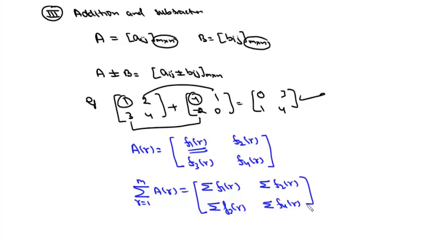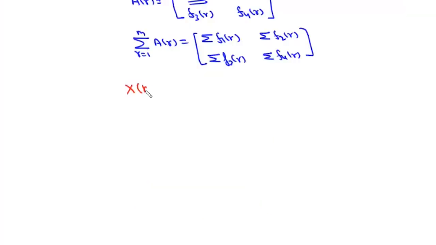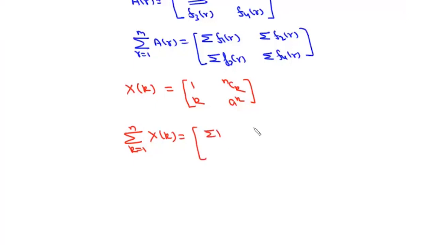Say for example, now suppose we are given this 2 cross 2 matrix XK, which is 1, NCK, K, and A to the power K. Now suppose we have to find this summation K varies from 1 to N XK. It will be this summation 1, summation NCK, summation K, summation A to the power K.